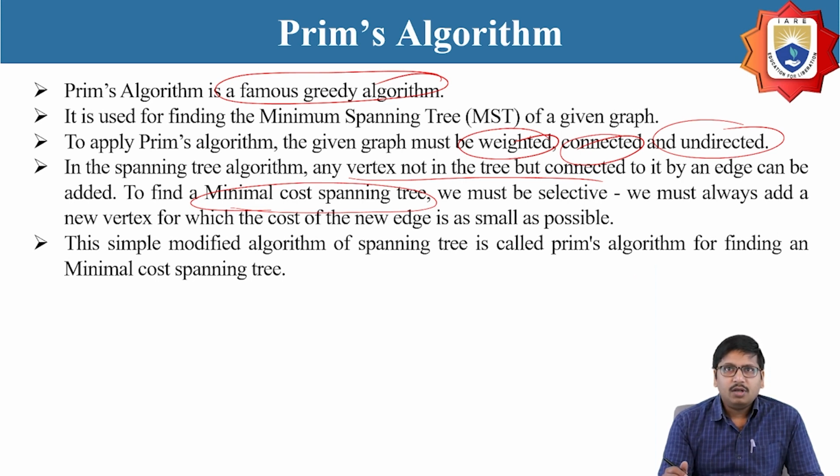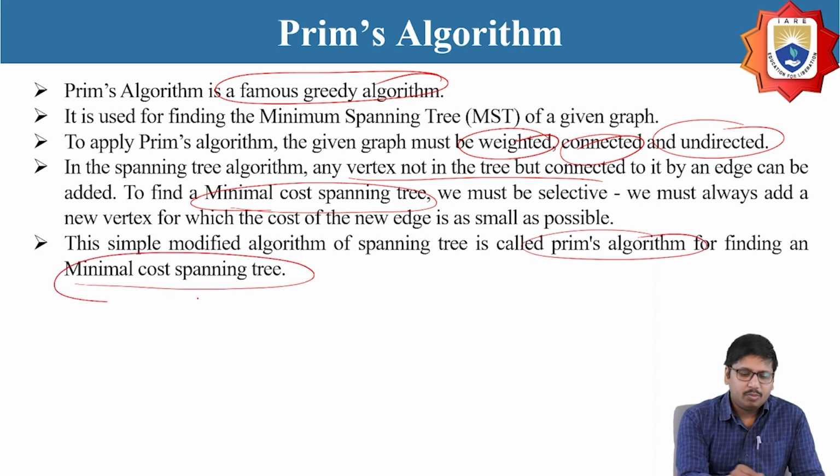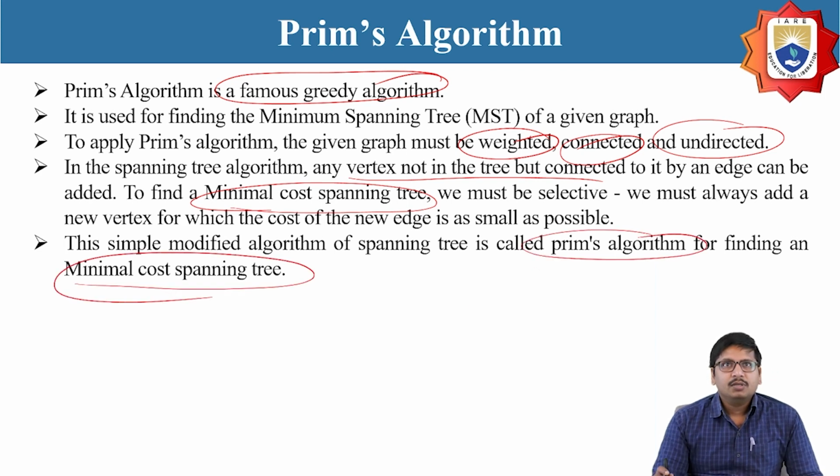The simple modified algorithm of the spanning tree is called Prim's algorithm, for finding the minimum cost spanning tree. Prim's algorithm is a famous greedy algorithm. To apply Prim's, the given graph must be weighted, connected, and undirected. To find the minimum spanning tree, you always add a new edge that is as small as possible. That is the simple modified algorithm for finding the spanning tree.